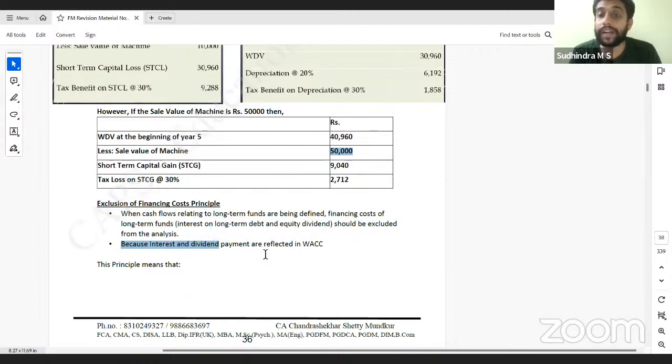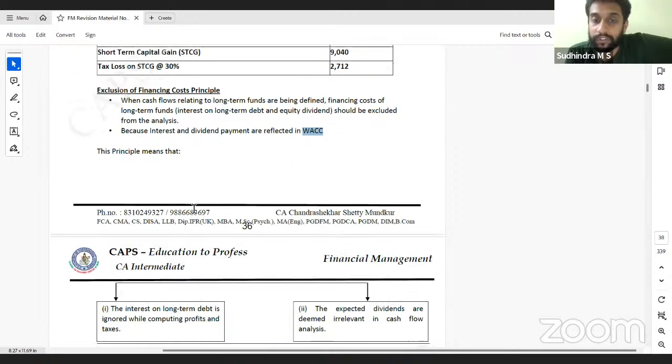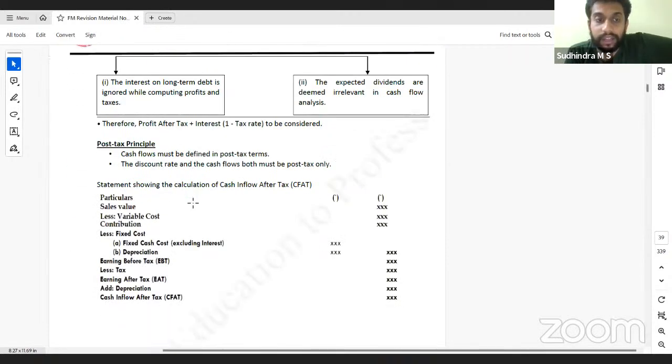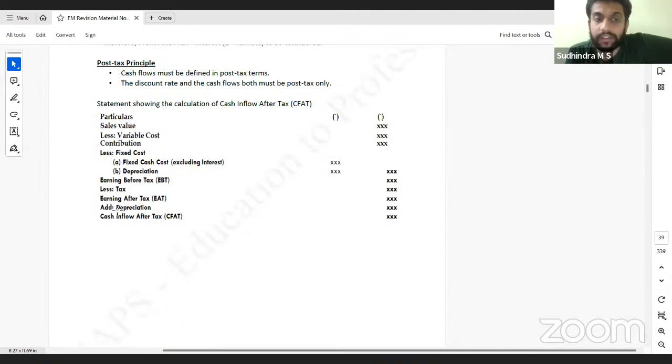Weighted average cost of capital. Normally, the discount rate is WACC, weighted average cost of capital. Weighted average cost of capital includes long-term debt. Therefore, interest on long-term debt should not be considered for cash flows. Okay. Then the post-tax principle we have considered. So how do you calculate cash flow after tax?